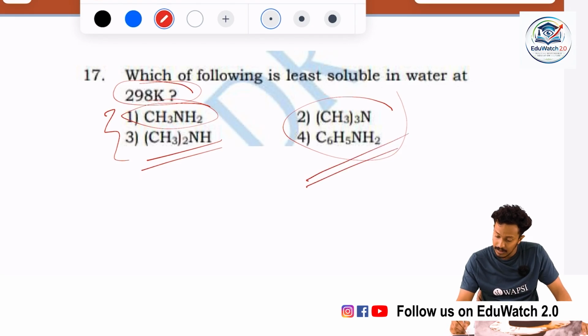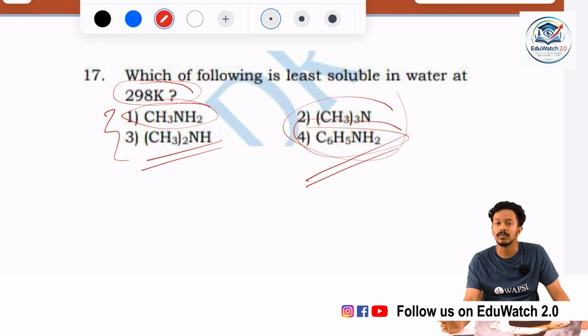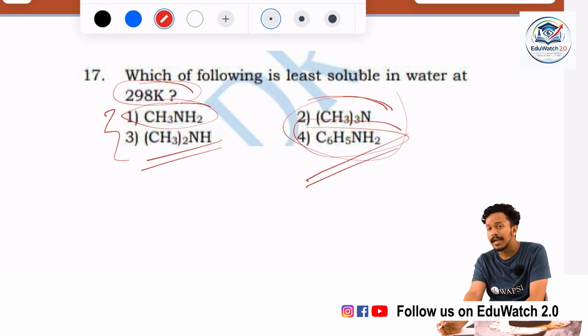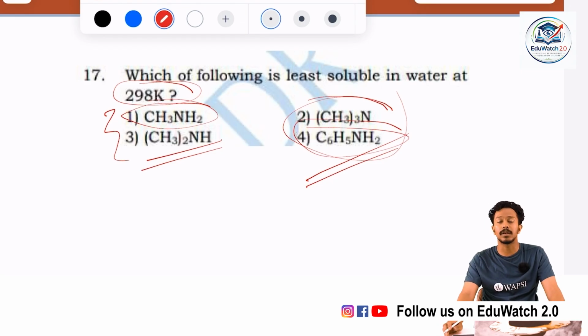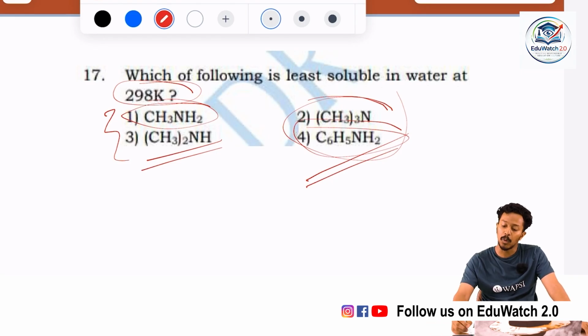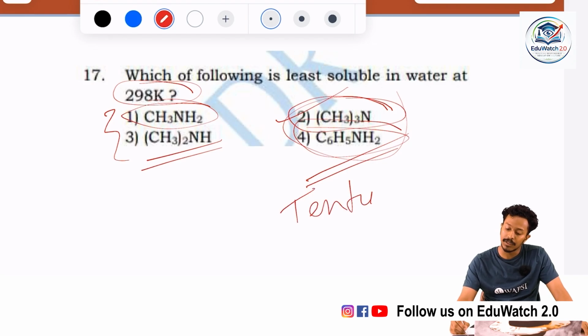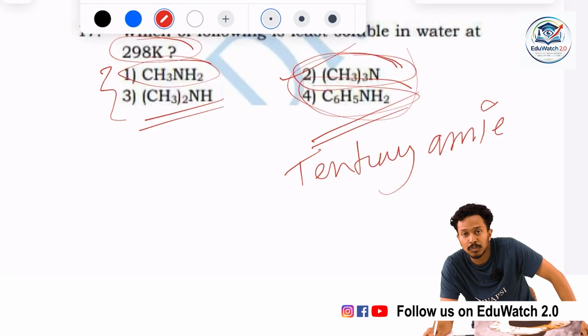And the last one, tertiary amine. We could rule out aniline because aniline is least soluble in water, and the correct option would be tertiary amine because it does not have an additional hydrogen atom in the compound, and the remaining hydrogen atoms of the methyl groups surrounding the nitrogen atom form hydrogen bonds with the water, which makes it more soluble. So, the correct option for question number 17 would be option number 2, which is tertiary amine. You guys are following? Let's move on to the next question.